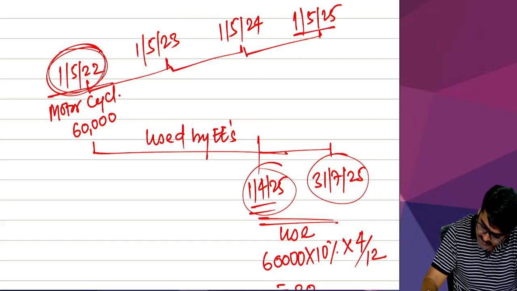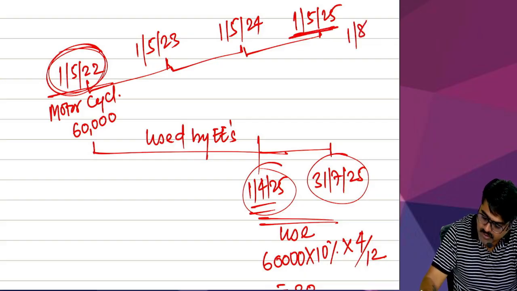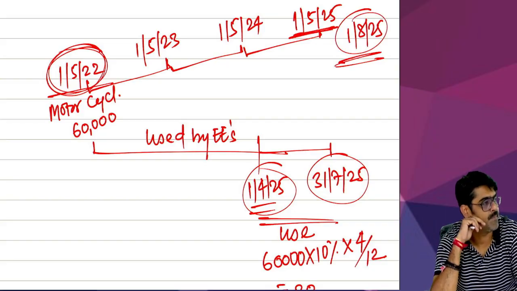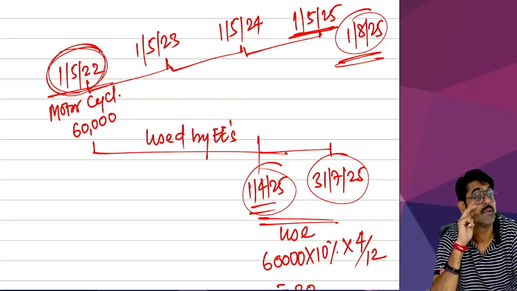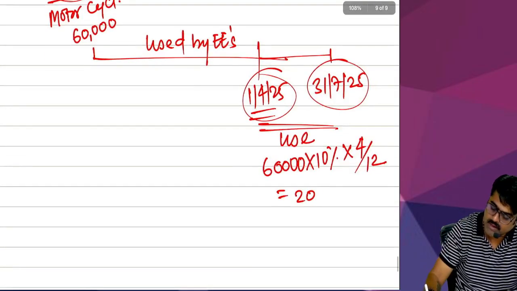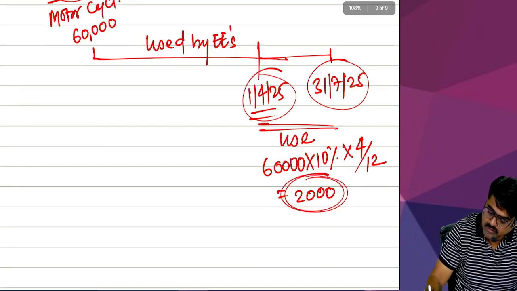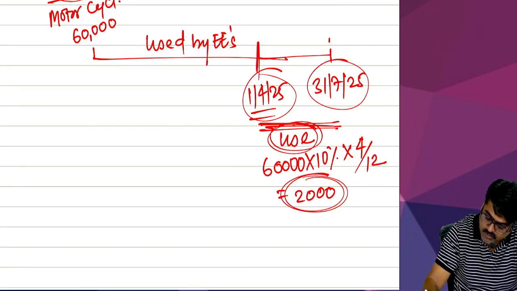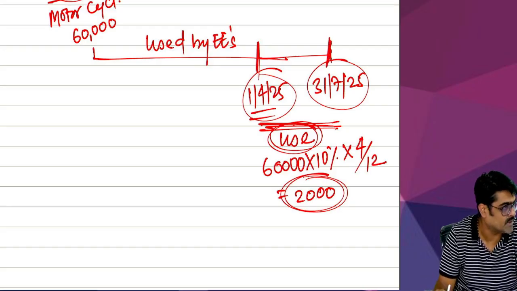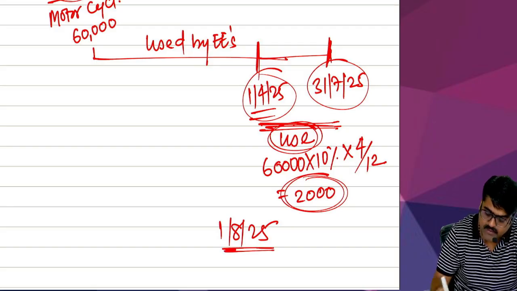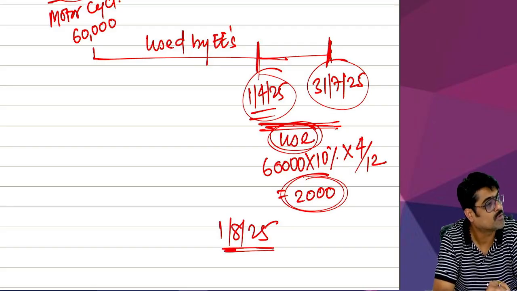After 3 completed years of use, on 1st of August 2025, it was sold to the employee. So wear and tear for how many years? 3 completed years. Yes or no? So here the value will be 2,000. This is for use of that motorcycle for the first 4 months of the previous year. And on 1st August 2025, the motorcycle was sold.